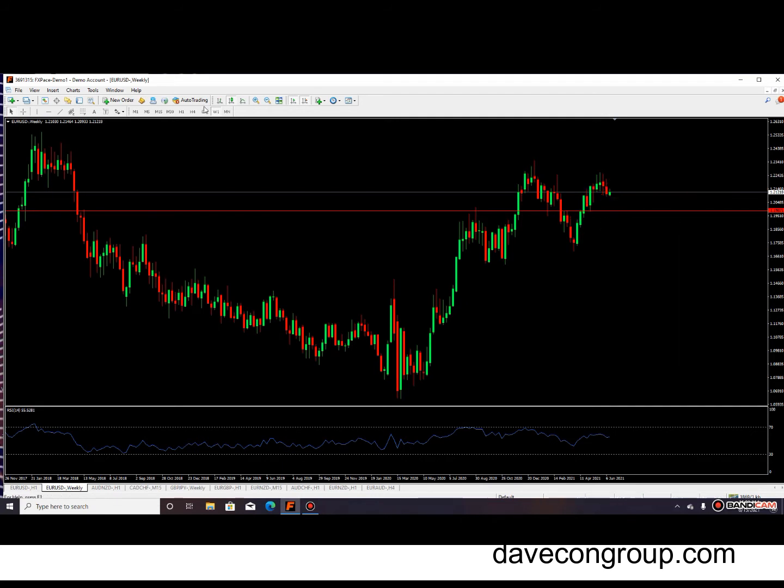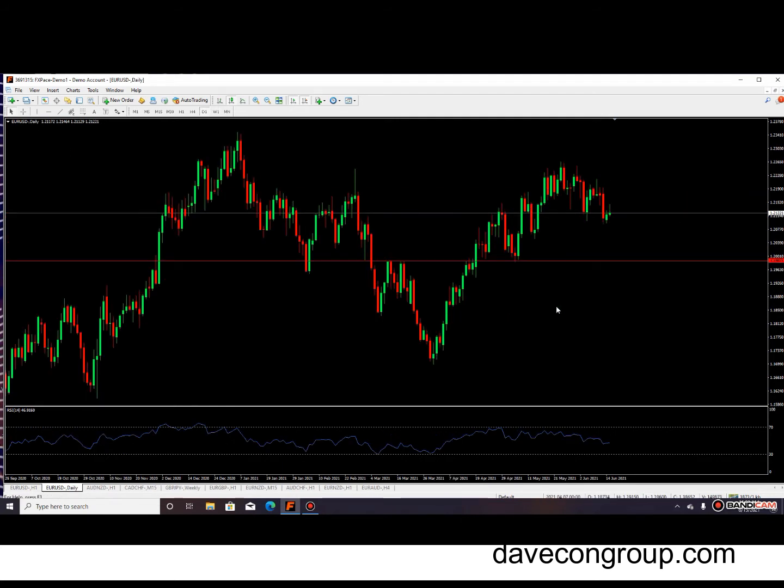I can remove my Fibonacci now so I can have a clear chart. Go to my 1 day time frame. So I have this zone as 50.0, right? So this is my 50.0 in my daily time frame. So how many pips to that zone? I have 134 pips to that zone.